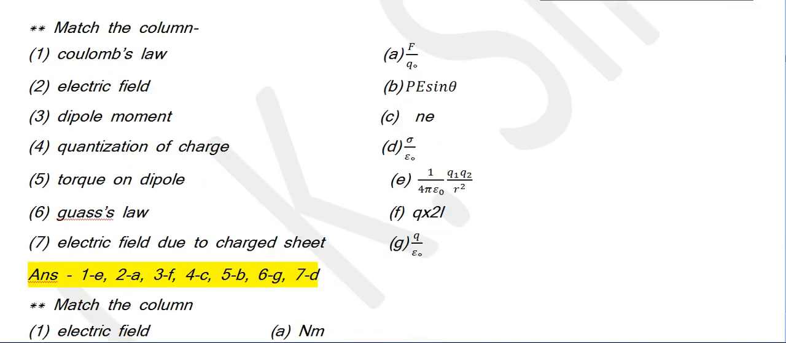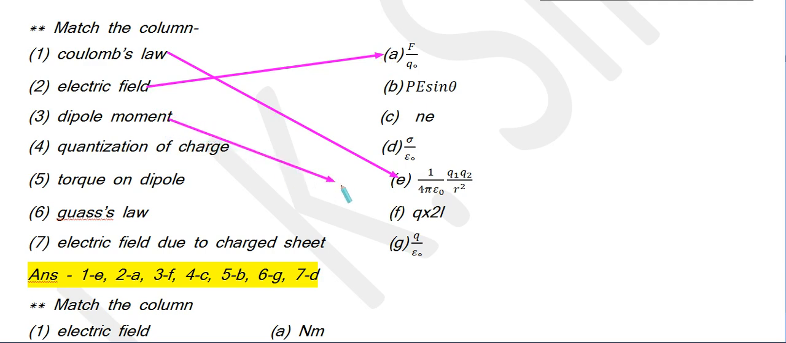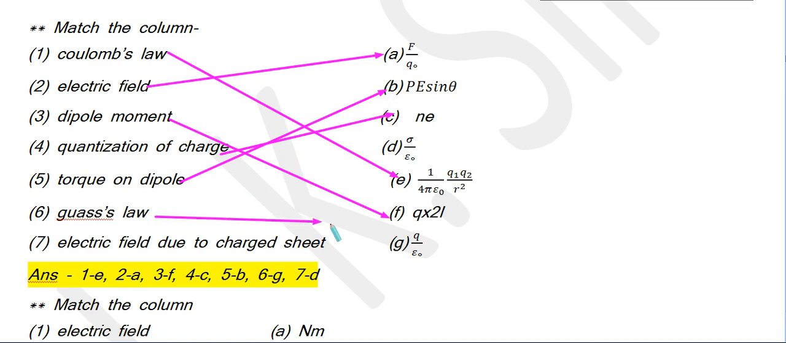First of all we see here Coulomb's law, the formula for Coulomb's law is this. Electric field, the formula for electric field is F upon q naught. Dipole moment, the formula is q into 2L. Quantization of charge is Q equal to plus minus n e. Torque on a dipole is PE sin theta. Gauss's law is Q upon epsilon naught. Electric field due to charge sheet is sigma upon epsilon naught.